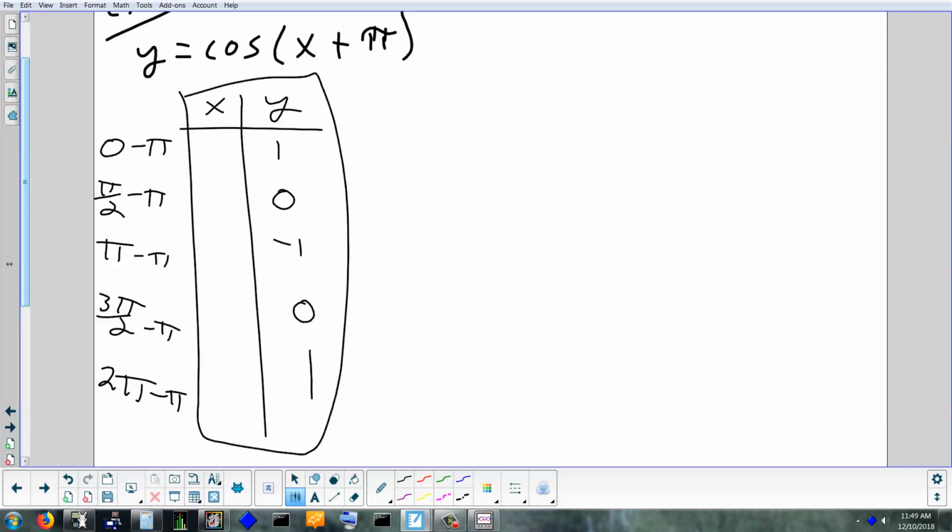Now, 3 of those are pretty quick. 0 minus pi is negative pi. What's pi minus pi? 0. 2 pi minus 1 pi? Pi. Just pi. So there's those 3.